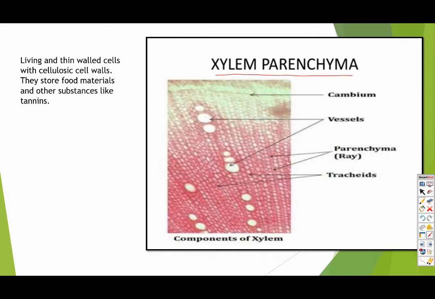Xylem has tracheids, vessels, xylem parenchyma and xylem fibers. The only living tissue which is present is xylem parenchyma. They are usually living and thin-walled cells with a cellulosic cell wall. Whatever function the parenchyma does, the same thing xylem parenchyma does. They store food and other substances like tannins.